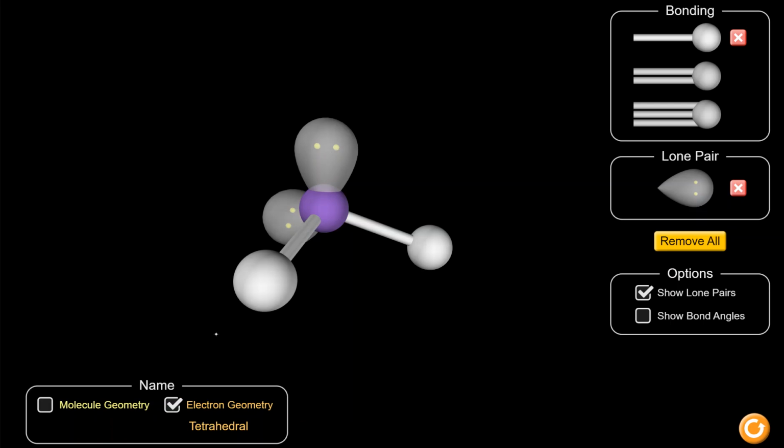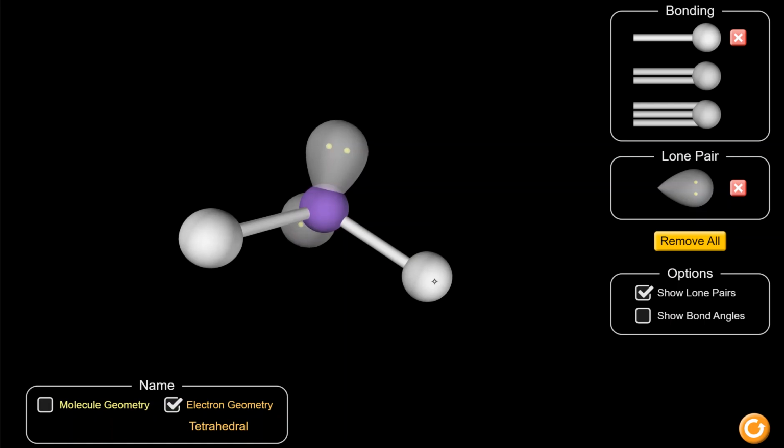And then when we do the molecular geometry, we're going to just look at what's left, which is these 3 atoms. Those 3 atoms make a bent shape. And that bent shape is 109.5 degrees. That should be on your table on your PowerPoint. Yes, it is on your PowerPoint.